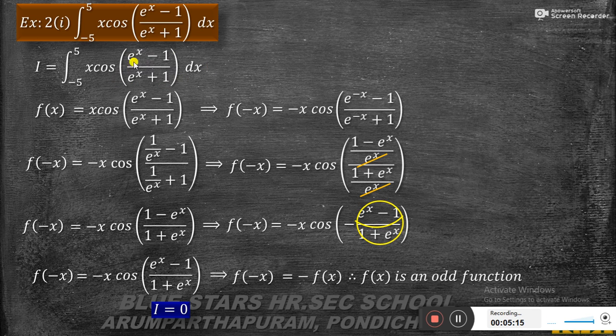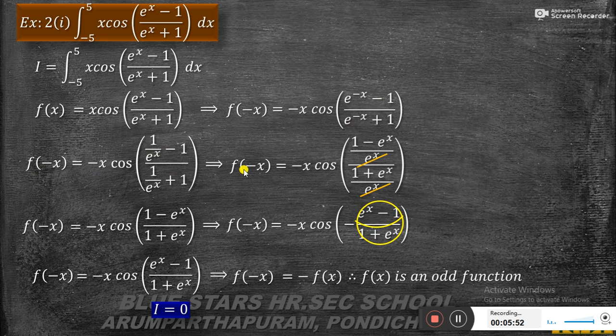Therefore next I write f of x, comparing with the general form of the integral a to b f of x dx. So this is the f of x: x cos x into e power x minus 1 by e power x plus 1. So f of minus x means you substitute x equal to minus x. So f of minus x equals minus x cos of e power minus x minus 1 by e power minus x plus 1. Therefore f of minus x equals minus x cos of 1 by e power x minus 1 by 1 by e power x plus 1.